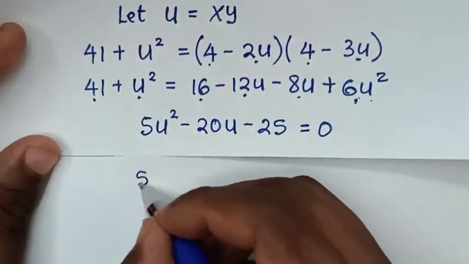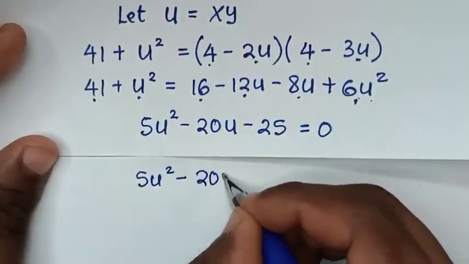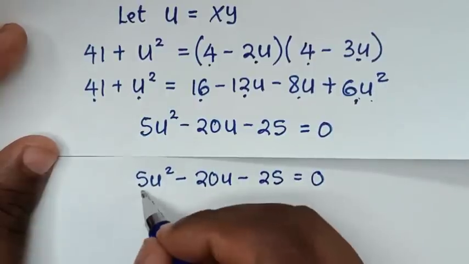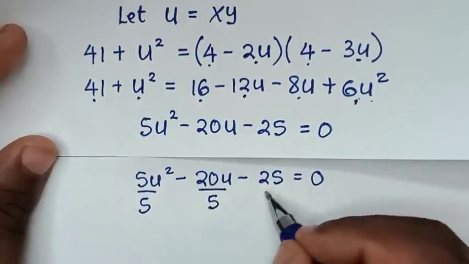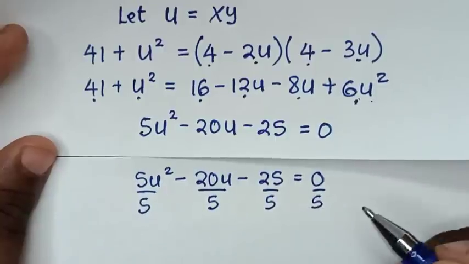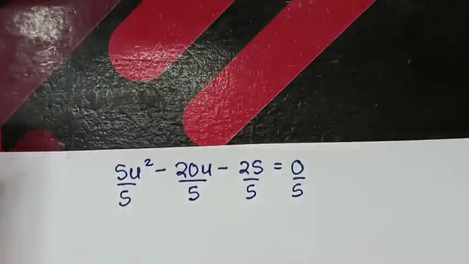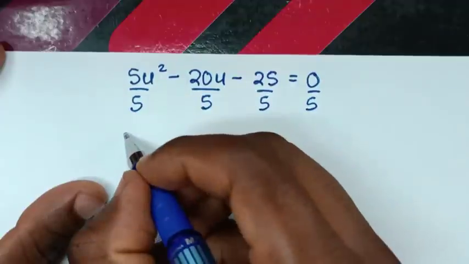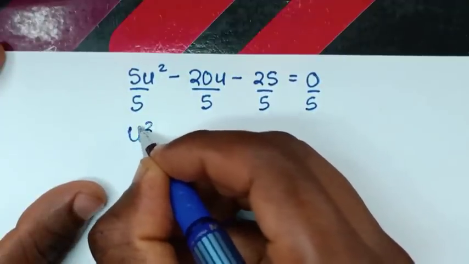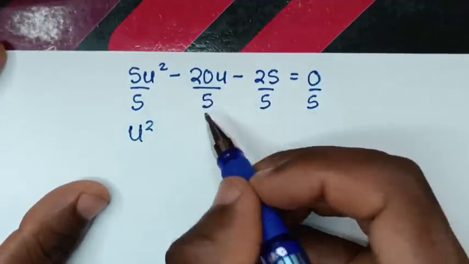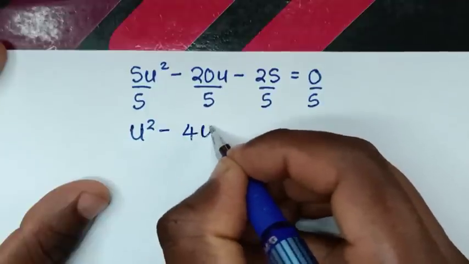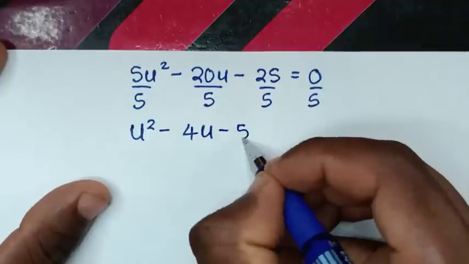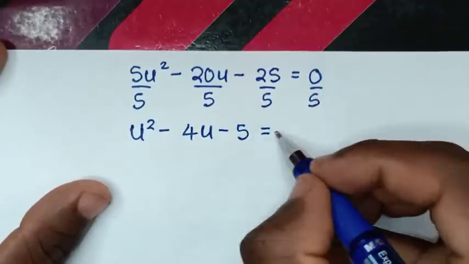So from our equation, which is 5u square minus 20u minus 25 is equal to 0, we divide by 5 in this part, in this part, in this part, and in this part. So from here 5 and 5 will cancel, so it will be u square. Then minus 20u divided by 5 is minus 4u. Minus 25 divided by 5, it will be minus 5, is equal to 0 divided by 5, which is 0.